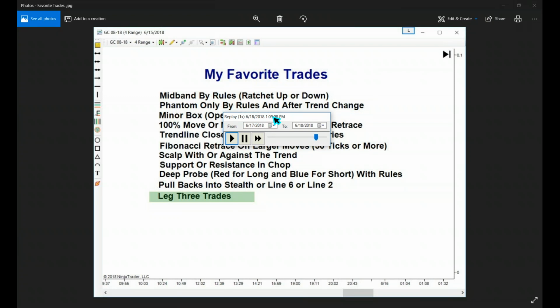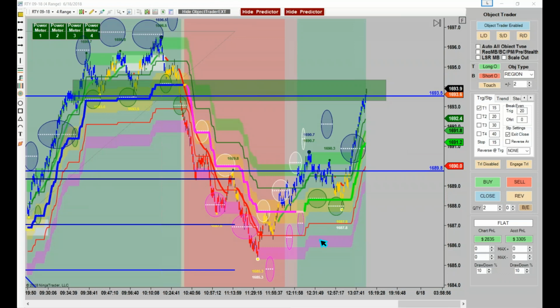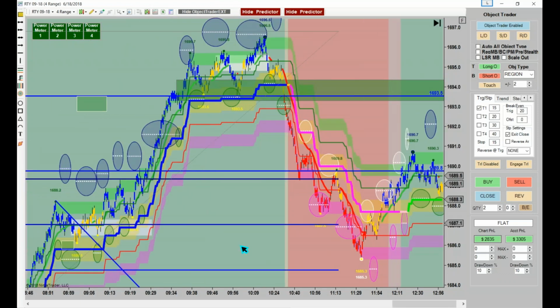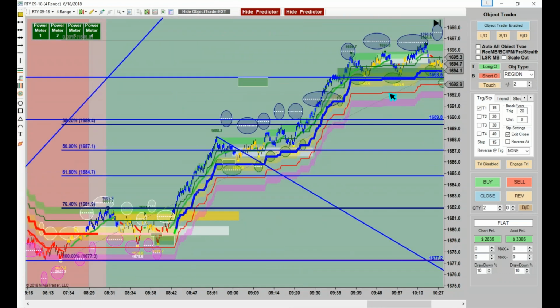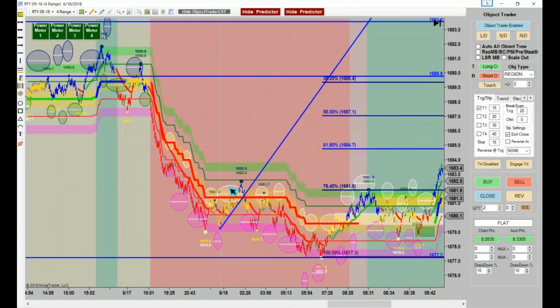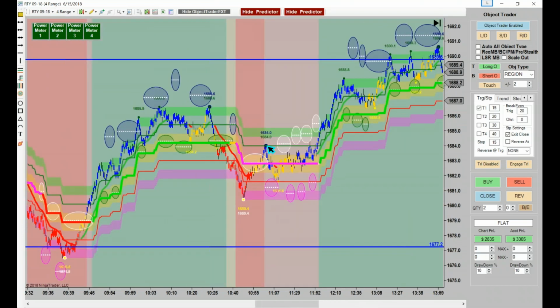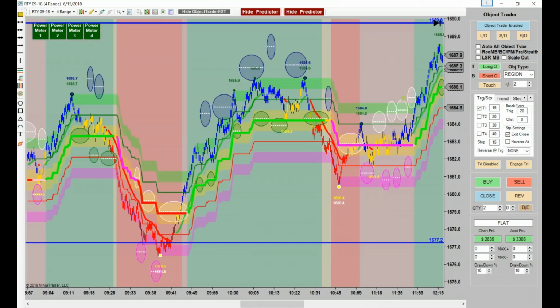But, you know, play some time with market replay even, and watch how the charts actually react. Mid-band trades, phantom trades. First time into phantom after a trend change. Didn't we say that works? Didn't that one work? I mean, they're just all over the place.